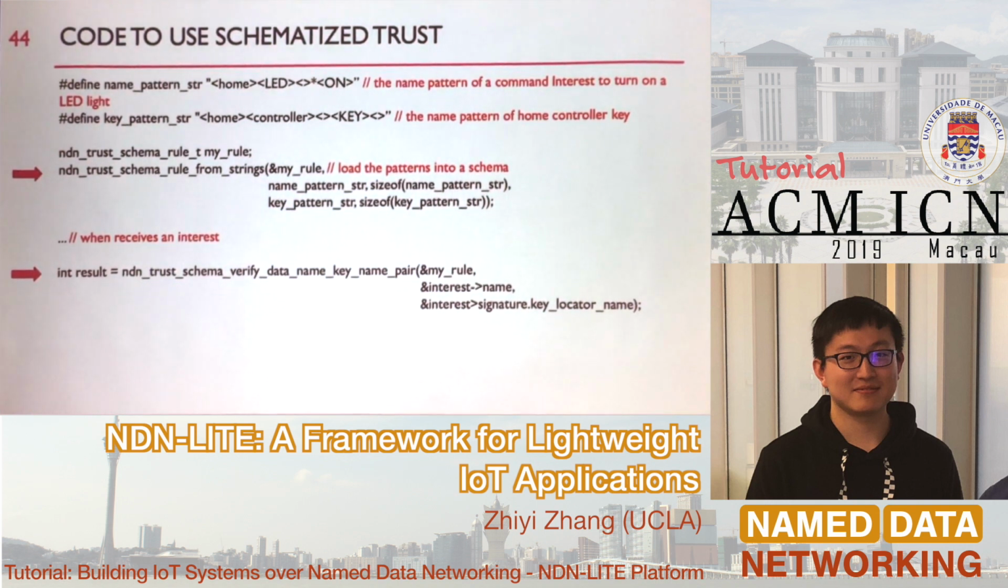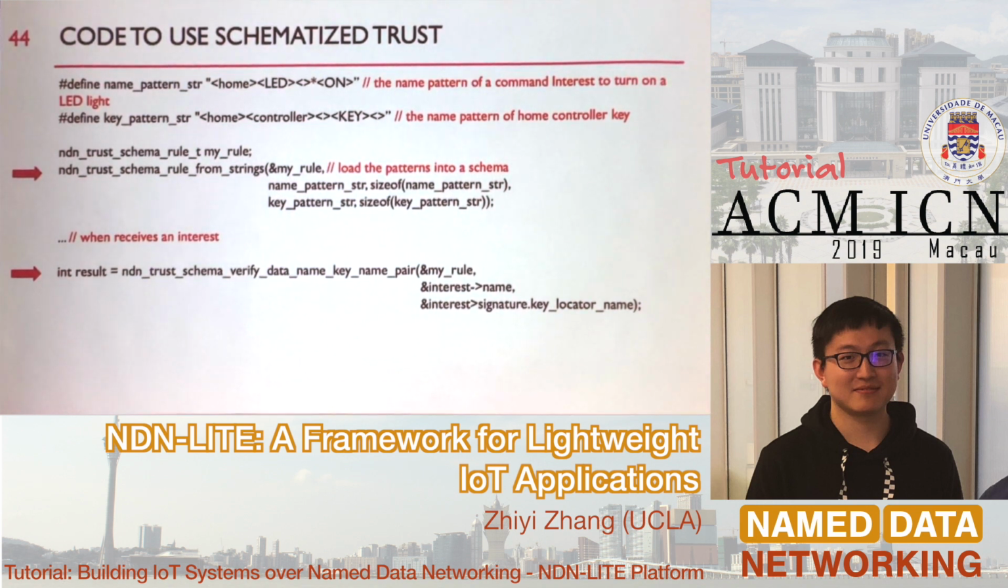So assuming an example like you only want the home controller to turn on the LED light, then you have a packet name to be home, LED, something in the middle, and on. So this is a name pattern of a command interest to turn on the LED light. And then you define the key name of such an interest to be home controller something. It could be home controller address, home controller ball, which are the controllers actually. So you define the name pattern of a home controller's key.